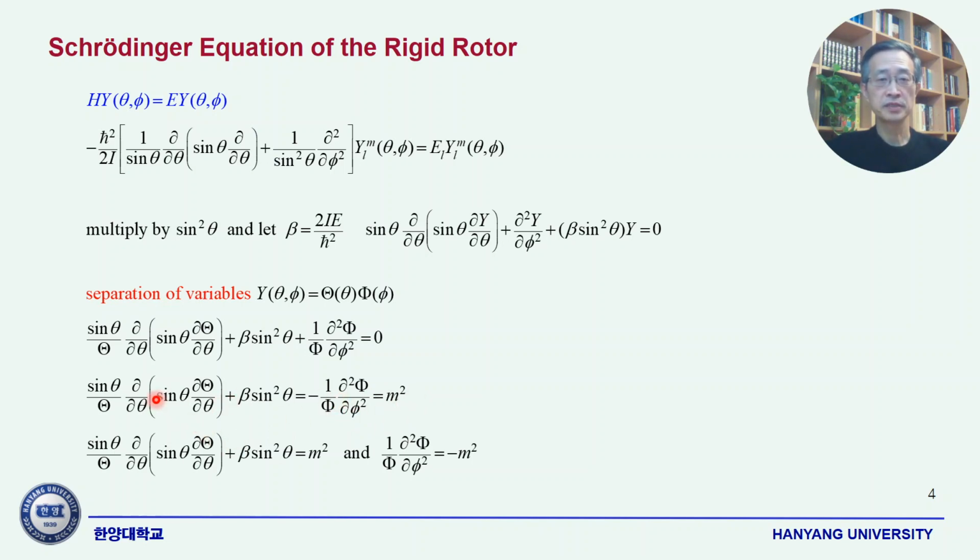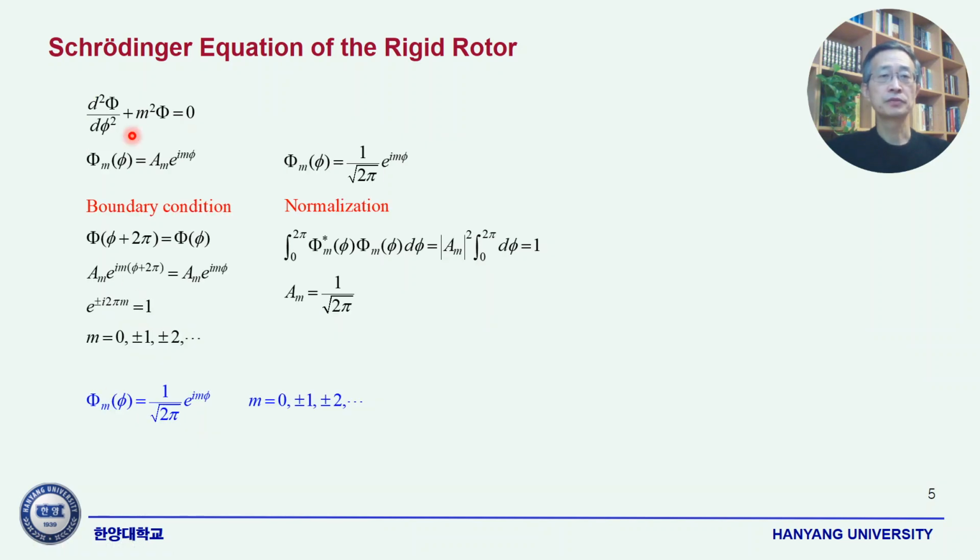So this is a theta-only function, and this is a phi-only function. We let them equal m squared. So this part is equal to m squared, and that part equals minus m squared. Firstly, we will solve the phi part, which is d squared Phi over d phi squared equals minus m squared Phi. So we have this form.